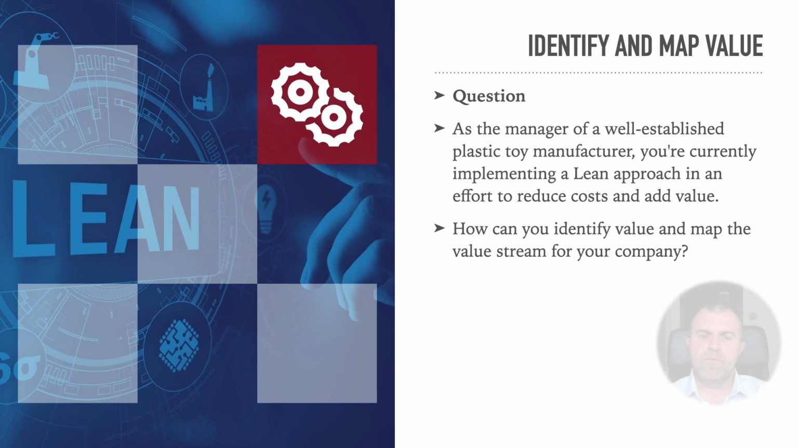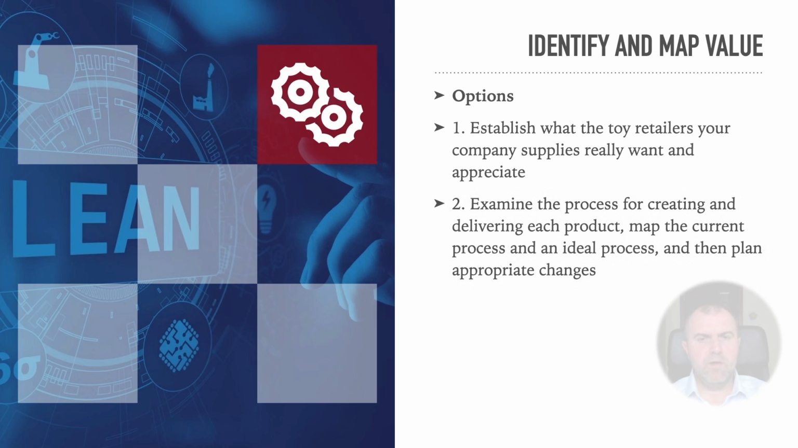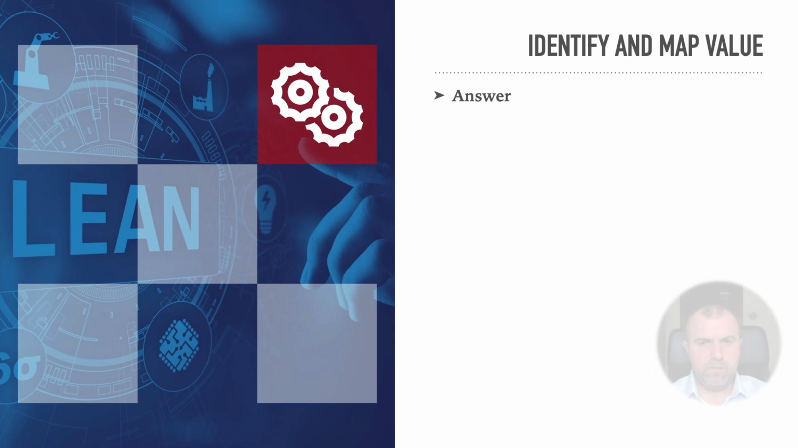Here are the options. Establish what the toy retailers your company supplies really want and appreciate. Examine the process for creating and delivering each product. Map the current process and an ideal process, and then plan appropriate changes. Review your company's quarterly financial reports and/or boost marketing for a new range of educational toys your company has manufactured to generate more demand. And this is the answer for you to compare.